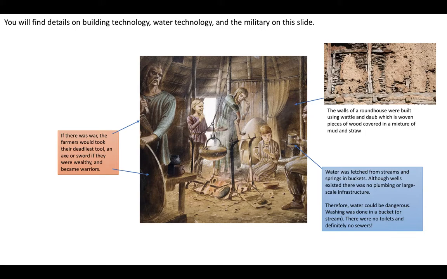And water was fetched from streams and springs in buckets. Although wells existed, there was no plumbing or large-scale infrastructure. Therefore, water could be dangerous. Washing was done in a bucket or a stream. There were no toilets and definitely no sewers.